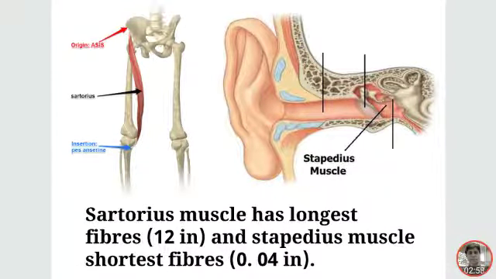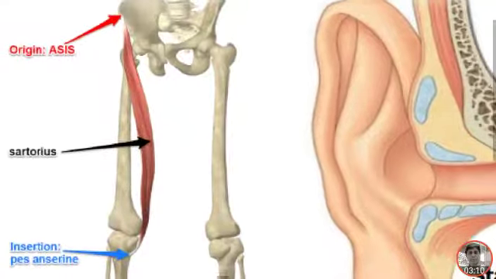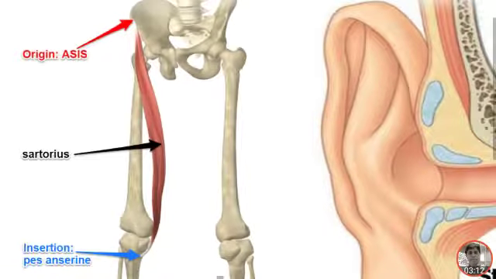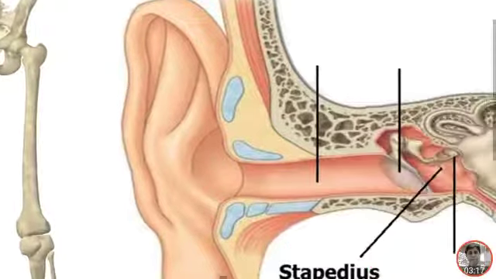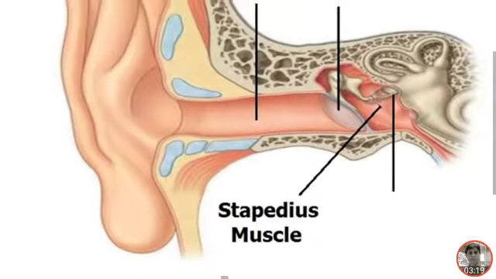The sartorius muscle has the longest fibers, 12 inches, and the stapedius muscle has the shortest fibers, 0.04 inches. The sartorius muscle lies between the ASIS and pes anserinus, whereas the stapedius muscle is in the middle ear.